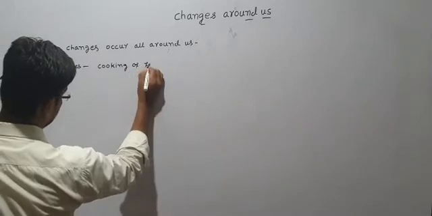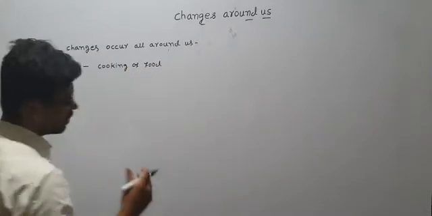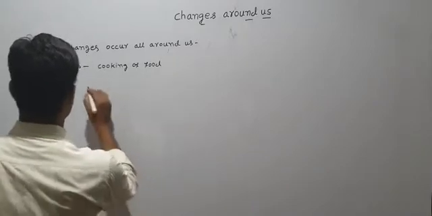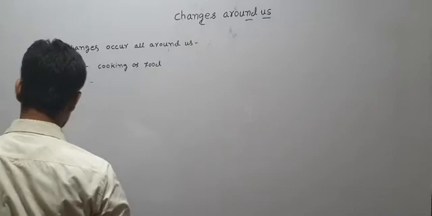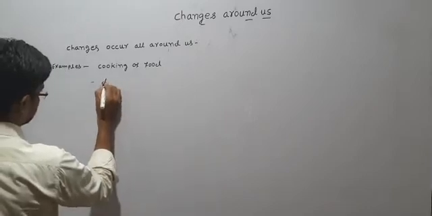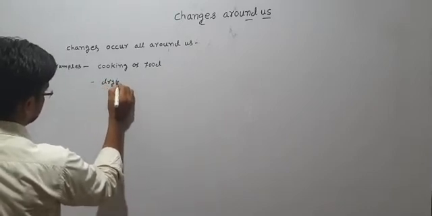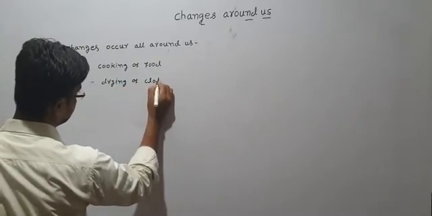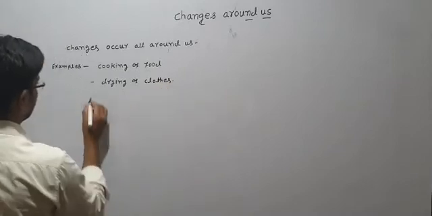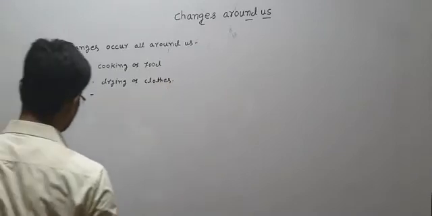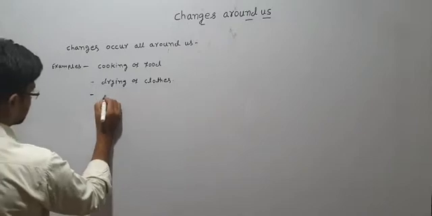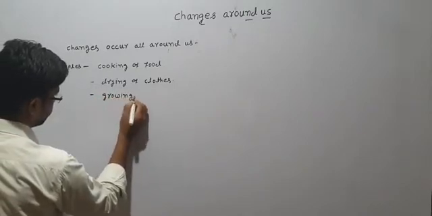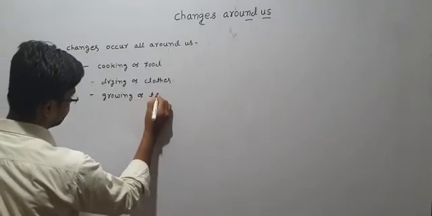Cooking of food, certain changes there. Fresh vegetable is there and you cook, then it will prepare food, tasty food. So that is a certain change. Drying of cloths, it is also a change. Wet cloth is there, then we can dry that cloth, so certain changes there. Growing of trees, this one is also a change.